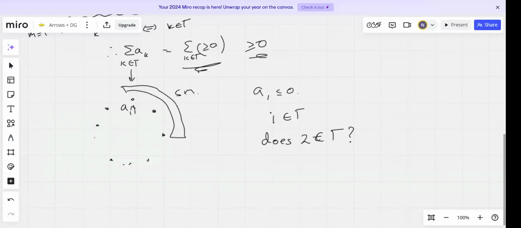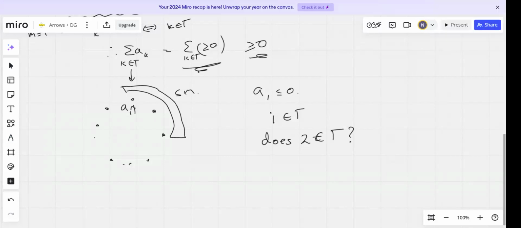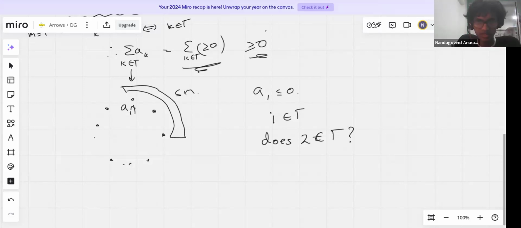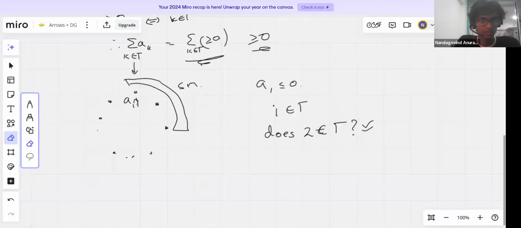Yes. Why? Because if we keep the same L, then A2 plus up till A1 plus L minus 1 would be greater than or equal to A1 plus A2 plus the rest, because A1 is negative, and we know that thing is greater than or equal to 0. So A2, which means 2, also belongs to T. Okay, that's fine. So that's the argument for that.